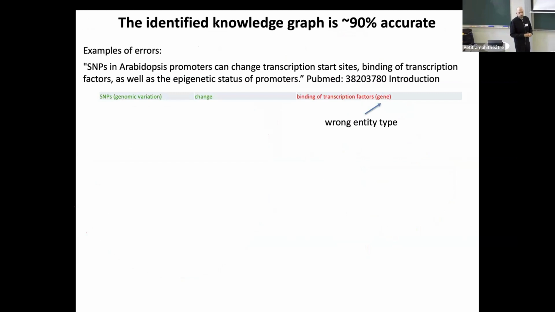So how accurate are large language models in extracting information? We did find some errors. For example, here you can see an example of a sentence from this publication. The large language models correctly said that SNPs change binding of transcription factors, right? It correctly said that the SNP is a genomic variation. But here binding of transcription factors is said to be a gene. It's not a gene, right? It's more like a process that the SNP participates in.